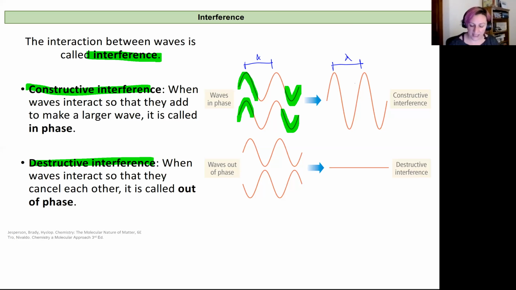But what does change is the amplitude. It's additive. So when there's constructive interference, the amplitudes of the waves add and the wave has twice the amplitude of just one of the previous waves, if they're the same amplitude. We call this phenomenon being in phase.